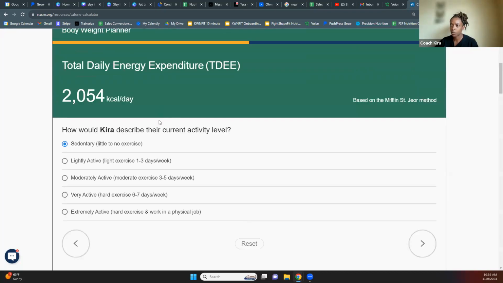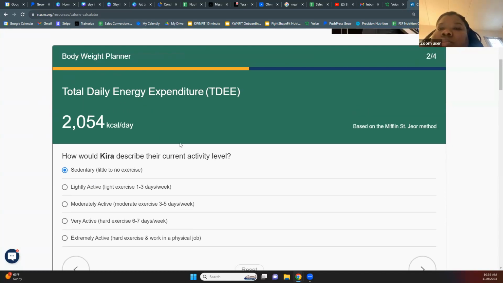So let's see. For example, we're going to use me. Example only, right? So total daily energy expenditure, which is my basal metabolic rate, would be somewhere around 2,050 calories if I don't do nothing today. All right. But if I go from 0 steps to 3,000 steps, which would technically be lightly active, let's look and see how that changes how much it costs to run my body. That adds 300 extra calories, right? Almost 100 calories per 1,000 steps. Okay. 2,350 would be what it would take to go from 0 to 3,000.